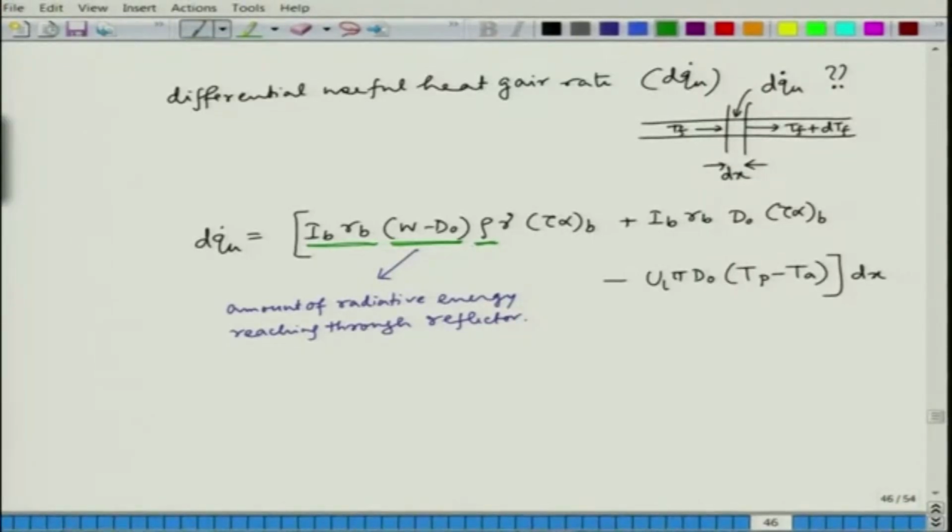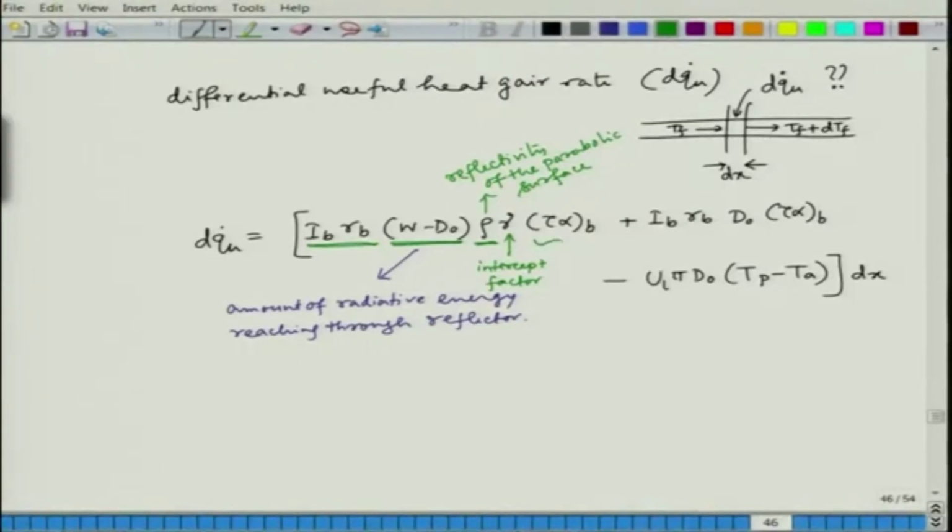Okay. And then what is this? This is the intercept factor. Let me write this. This is the reflectivity of the parabolic surface. Okay. And then this gamma is the intercept factor. So, it will tell how much of the reflected beam will be intercepted by the receiver tube.